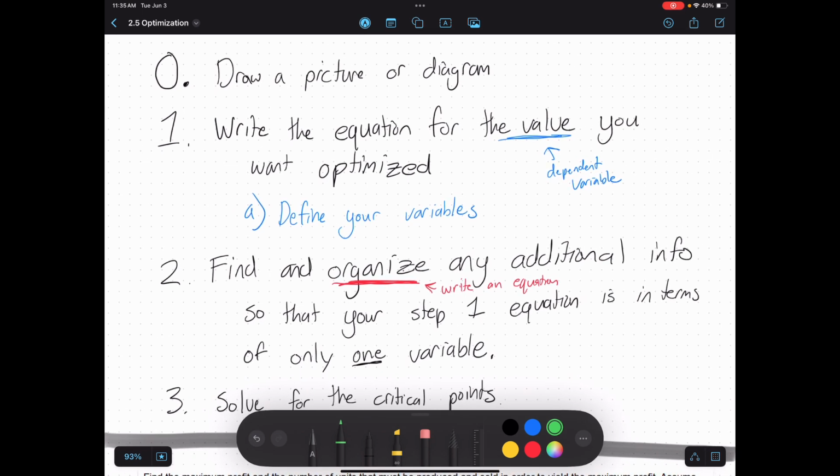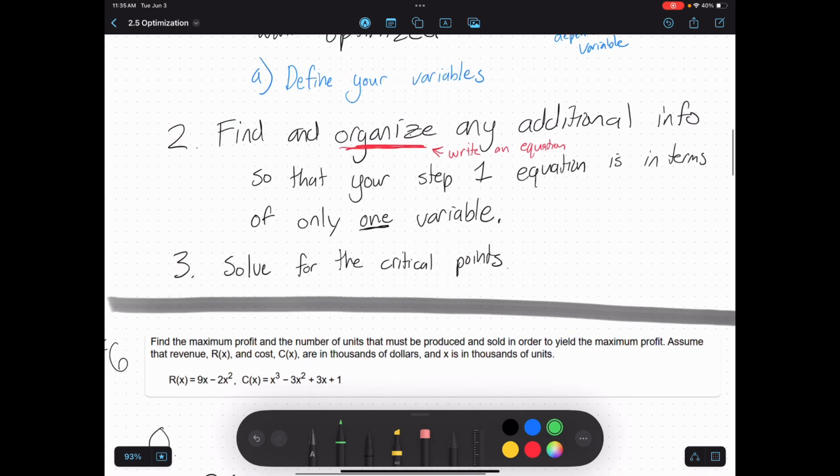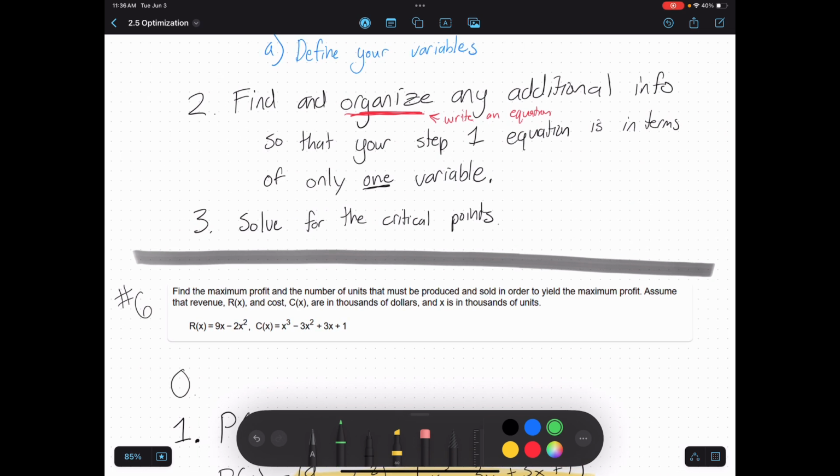And this may not make much sense now, but let's go through some examples so that it can make a little bit more sense. So let's start with number 6 from your homework. I guess I should preface this by saying, you're welcome.